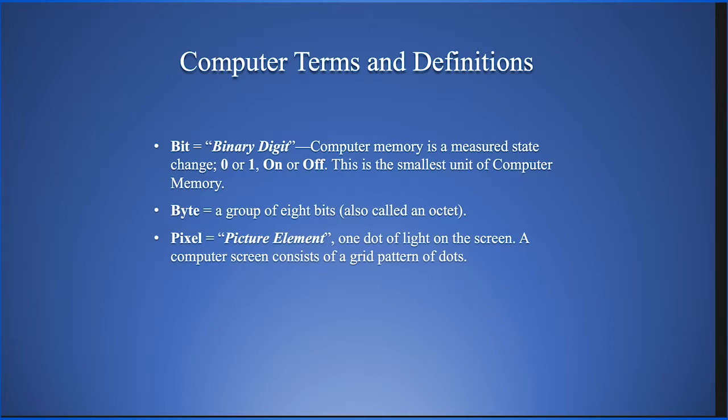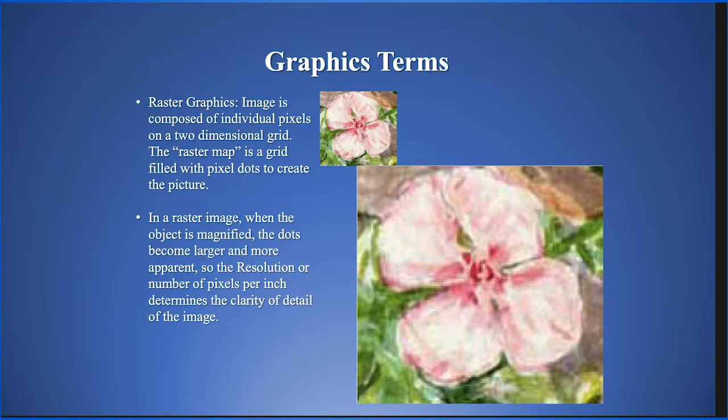A pixel is a picture element. It's one dot of light on the screen. A computer screen consists of a grid pattern of dots. So raster graphics is a way of showing you pictures where the image is composed of individual pixels on a two-dimensional grid. So it's like a map.